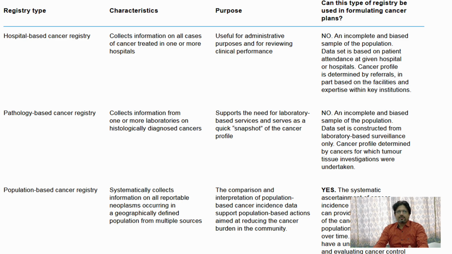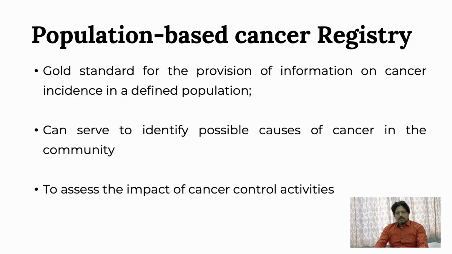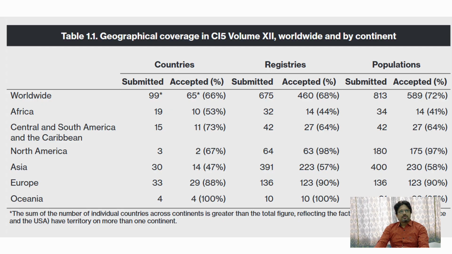So if you are getting data from a hospital-based registry, that means the data pertains only to that hospital, which may not reflect the whole of the country. If the whole country's data from different hospitals is compiled, then it becomes a population-based cancer registry. It is considered the gold standard for the provision of information on cancer incidence in a defined population. So these are the different cancer registries from different parts of the world.